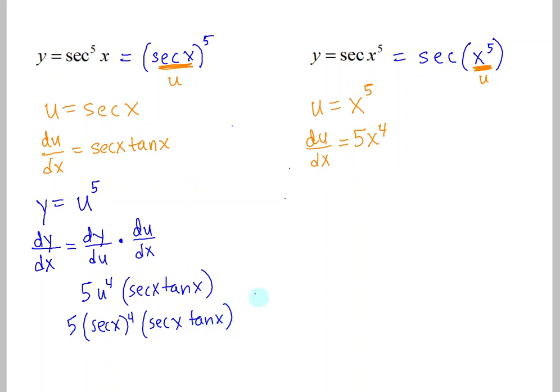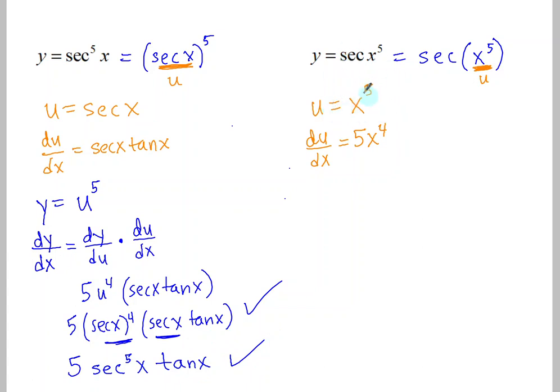An acceptable answer, of course, but it can be cleaned up. Secant x to the fourth, and another secant x makes secant x to the fifth. I'm going to write it without the parentheses: 5 secant to the fifth x, and then we just have a tangent of x. A much cleaner answer. Let's see how it's different on this one.